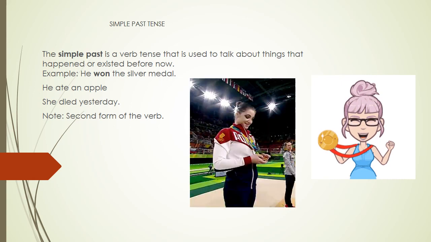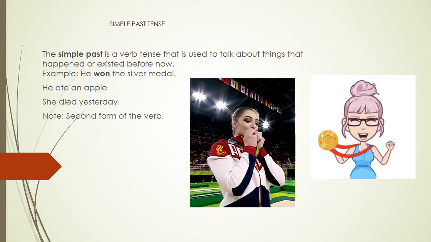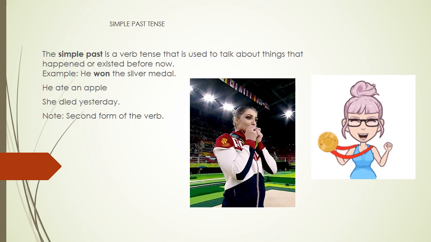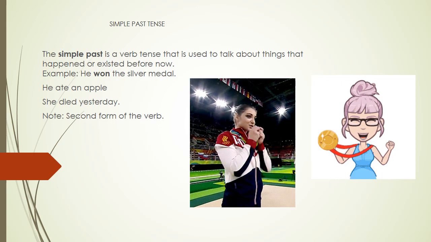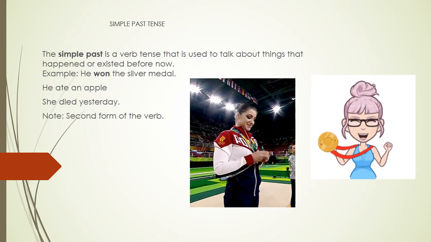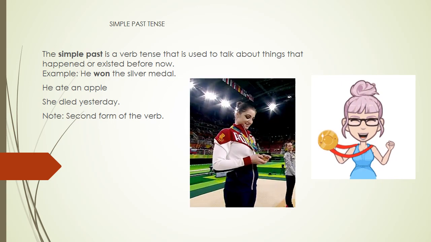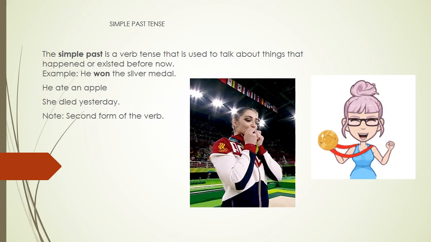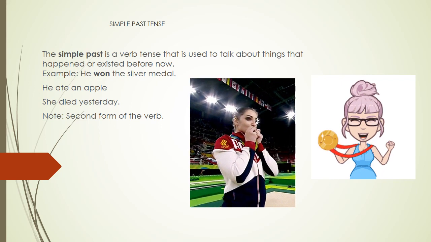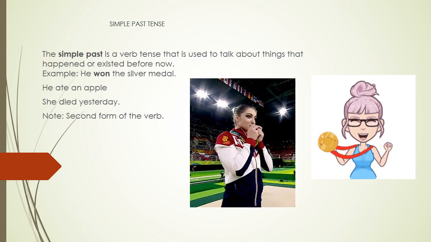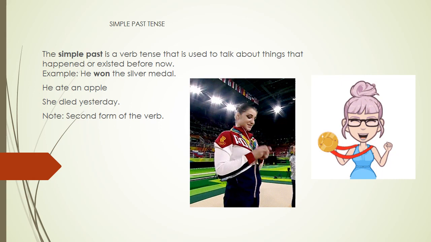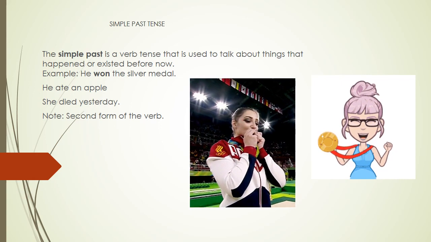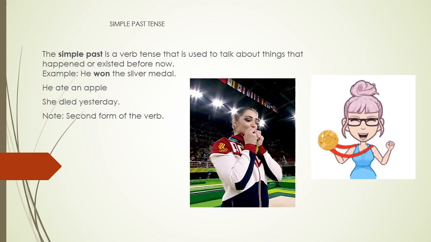Now the four categories that we covered in the last video. Simple past tense is a verb tense that is used to talk about things that happened or existed before now. Example, he won the silver medal. He ate an apple. She died yesterday. So if you look carefully, children, second form of the verb. Won, ate, died. That is what your simple past tense is all about.